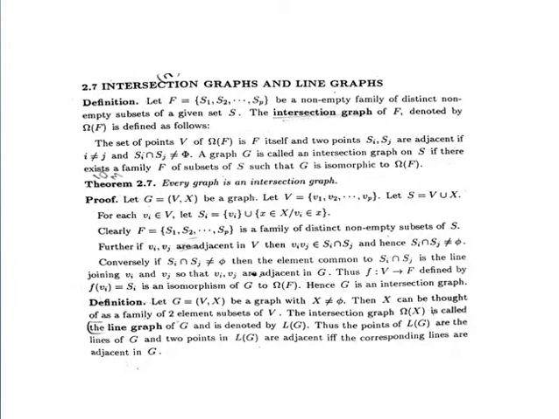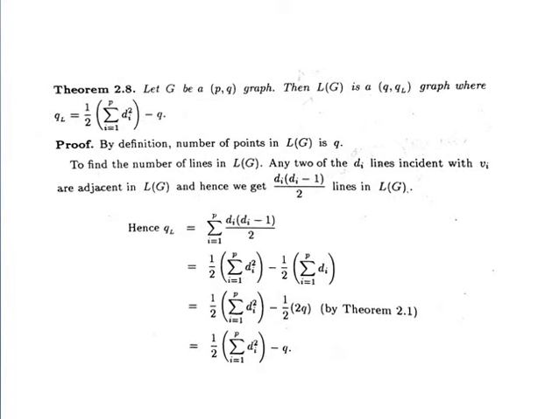So for all the given graphs, we can find the intersection graph named F. Using that we have the theorem: every graph is an intersection graph. It's an important theorem. Next we see a famous theorem. Let G be a (P, Q) graph, then L of G is a (Q, Q_L) graph where Q_L is equal to 1/2 summation of d_i squared minus Q.